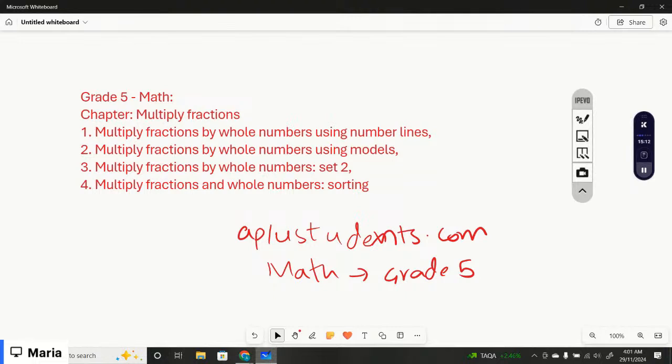The lessons we're going to cover today are multiply fractions by whole numbers using number line, multiply fractions by whole numbers using models, multiply fractions by whole numbers set 2, multiply fractions and whole numbers sorting.